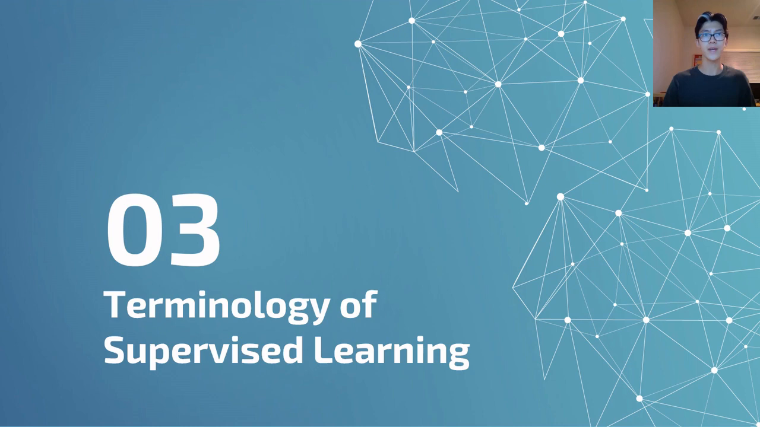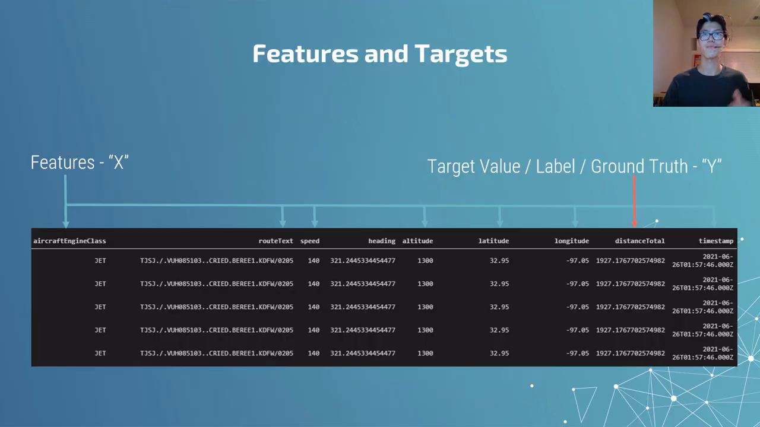Okay, so now that we know that difference, let's move on to the terminology of supervised learning. This is what we call a data frame when we're working with pandas. We can also call it a table. You can also just call it a database. Oftentimes, and in this course, we'll refer to this as a data frame or a matrix.